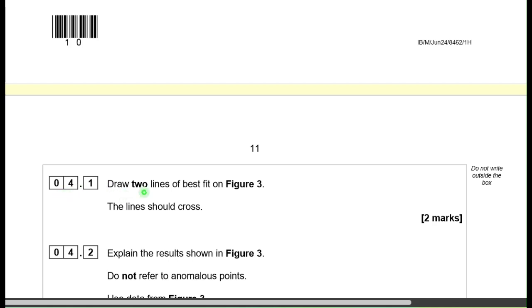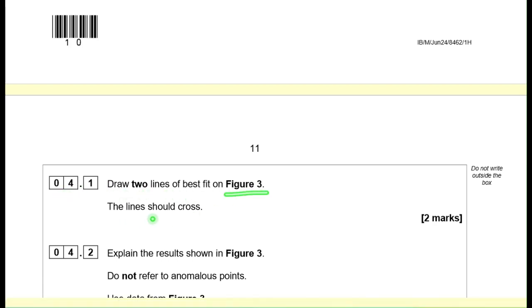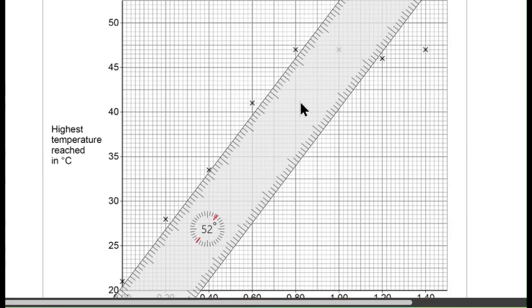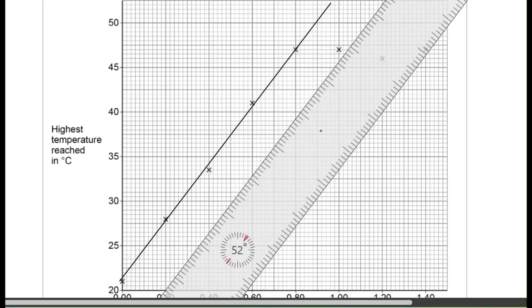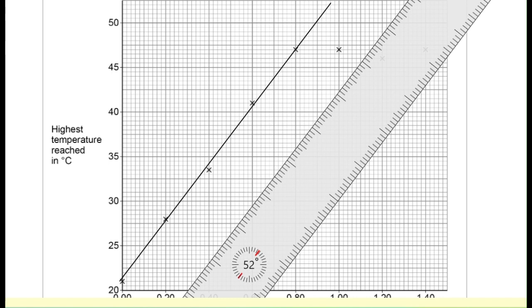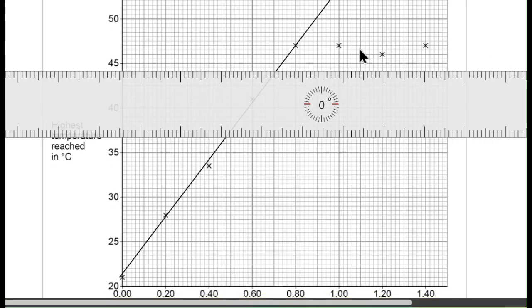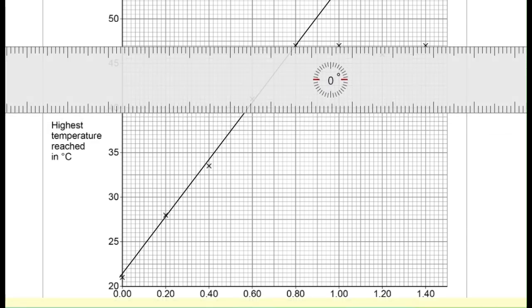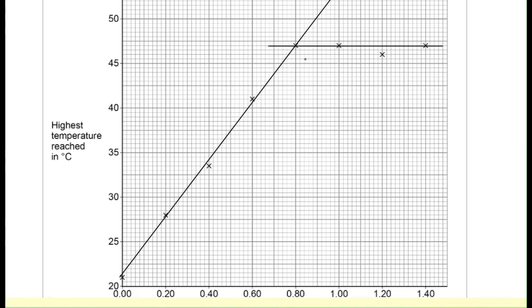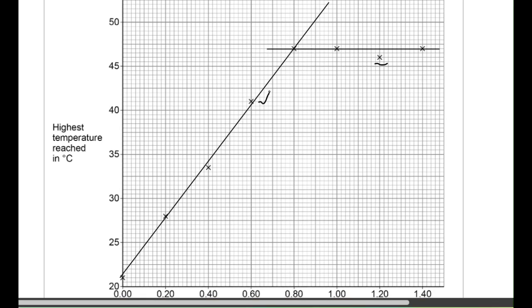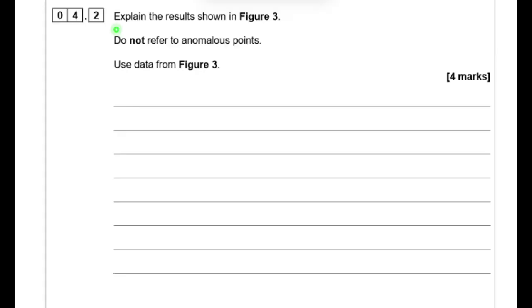Question 4.1. Draw 2 lines of best fit on figure 3 and the lines should cross, and this is for 2 marks. So here you can see we're offering up our ruler and we're trying to get our ruler to line up with as many crosses as we can, and then with our sharp pencil we draw our smooth line of best fit. Then we look at the second set of crosses and we do the same. Notice there's an anomalous result. We can ignore that for now. And there we are, we've got our 2 lines and they cross. 1 mark for each line. Now, if the lines don't cross, then you lose a mark.